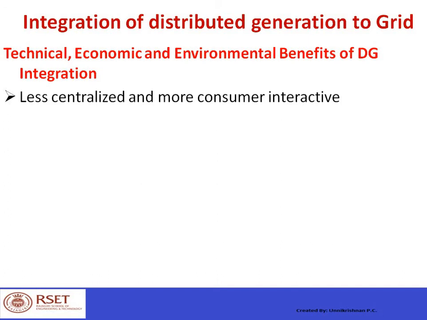The first one is the generation of electricity will become less centralized and more customer interactive. Remember, the distributed generators are now located at the customer premises. It means it is located very near to the load. Now we have to integrate it with the grid, means you are going to connect your generator with the grid. Why should you do it?